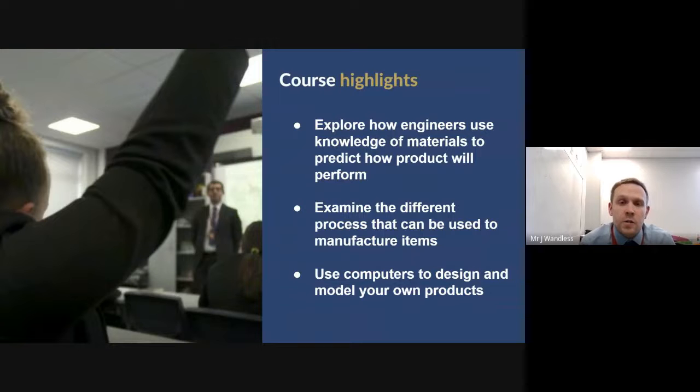So course highlights, well, we'll look at the what, the how, and the why of making. So there's a big focus on the material science, how we choose everything that's used to put things together, how we can use that to predict how things will perform and work. We'll look at the choices that can be made in manufacturing, depending on both scale and time and cost. And we look at how we can use computers to design before we build, as well as developing some of the practical skills that are required to build and construct things.